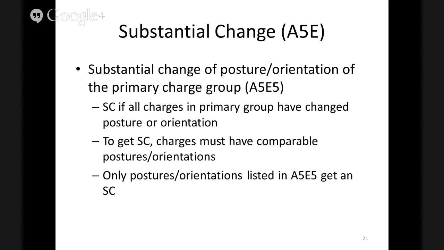Okay, substantial change of posture or orientation of the primary charge group. So first of all, like with change of type, it has to apply to all the charges, all of them. You also have to have what's called comparable postures and orientations, and we'll see what that means in a second. And again, it's only the listed postures and orientations that get the benefit.